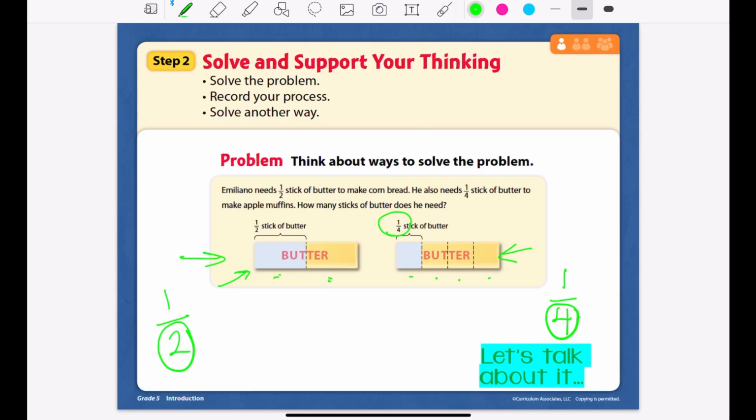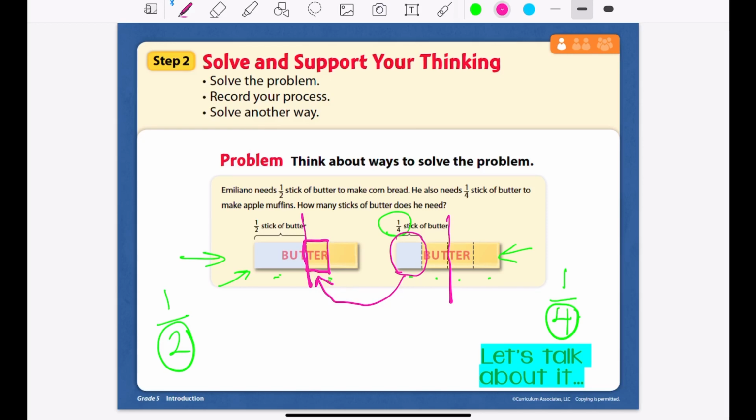So if I add both of those together, I can go ahead and estimate how much I think he will need. So I'm wondering, will he need more or less than 1 stick of butter for both recipes? If I look at these pieces of butter, I know how much 1/2 of a stick looks like, which is right here. Well, I'm also going to add 1/4 of a stick. Now, 1/4 of a stick is less than 1/2 because 1/2 is right there, right?